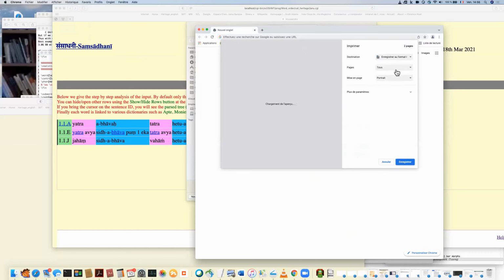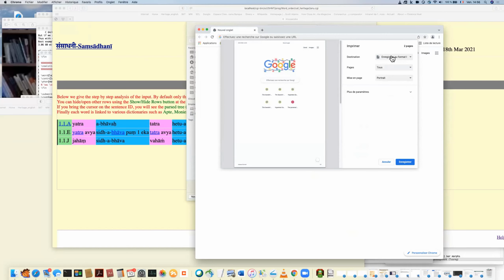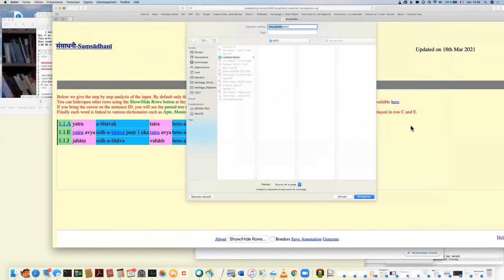Here it is registered in the PDF format, and then you'll get a PDF. So these are commands of the navigator. Okay, thank you.